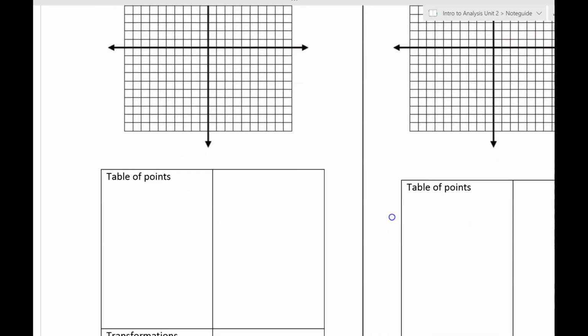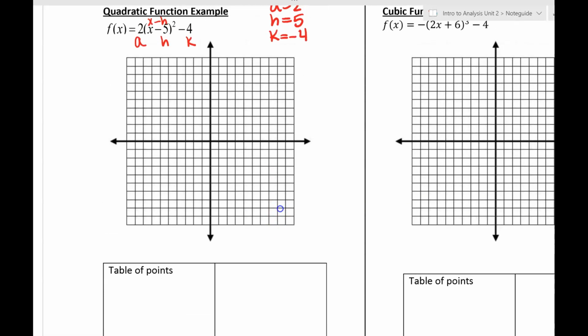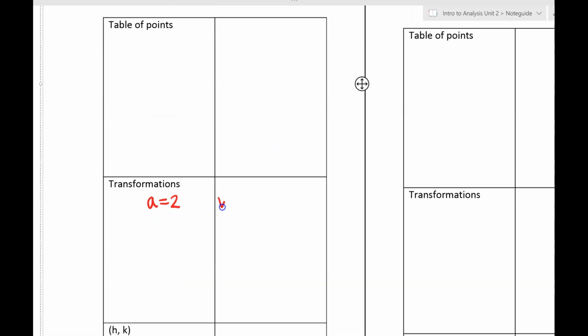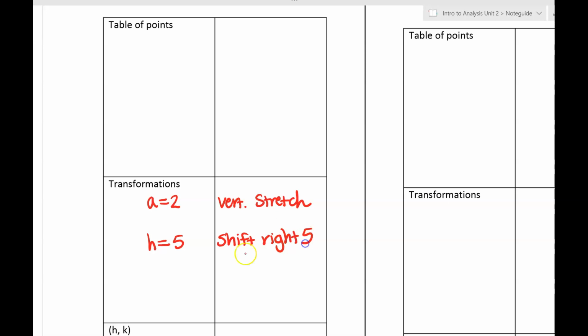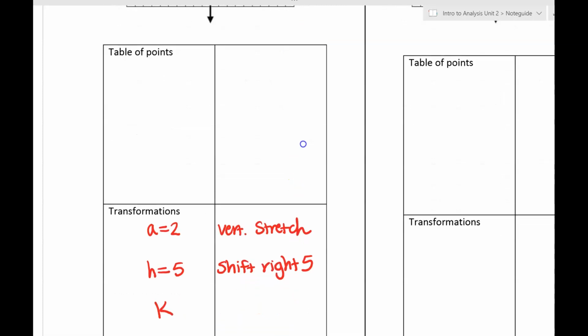In words, those transformations, and this is something you practiced in Algebra 2, because the a value was 2, let me just double check that that's correct. That is a vertical stretch. The h value was 5. That's going to be a shift right 5. And the k value was negative 4. That's going to be a shift down 4.